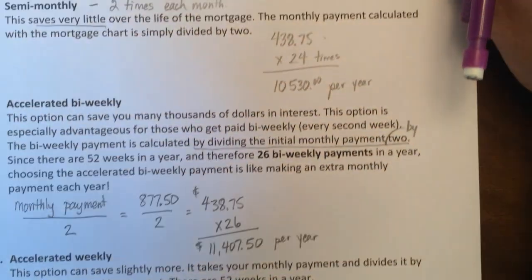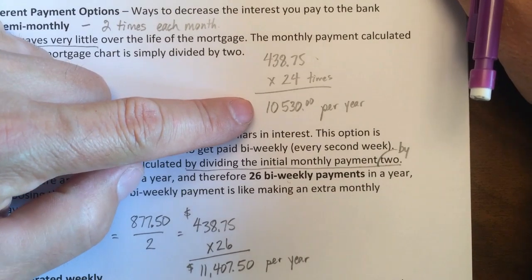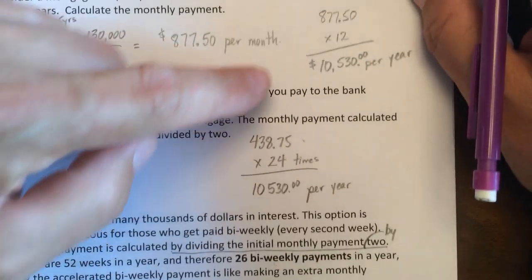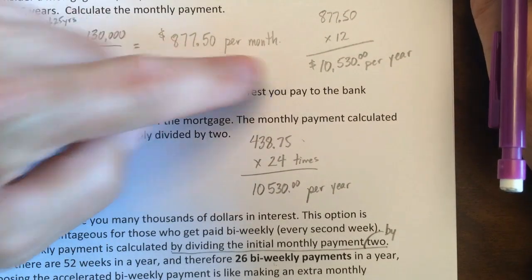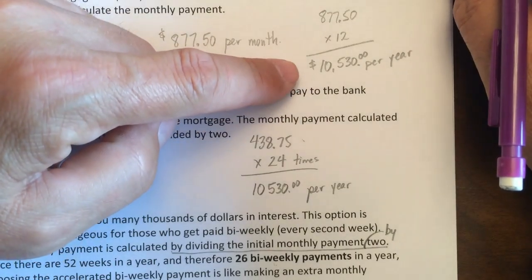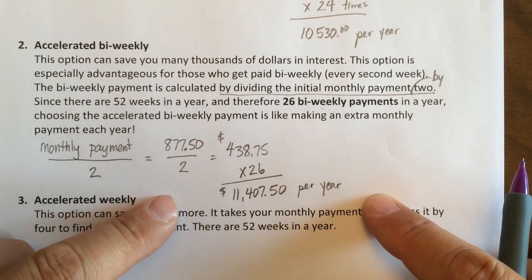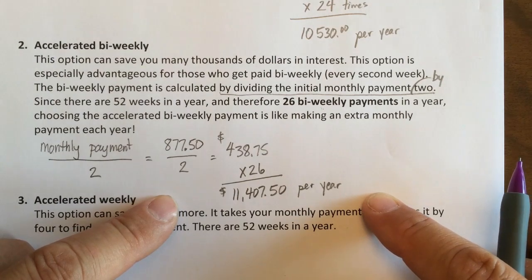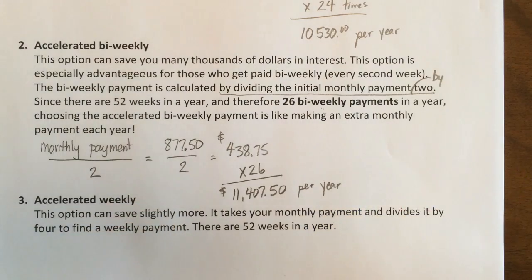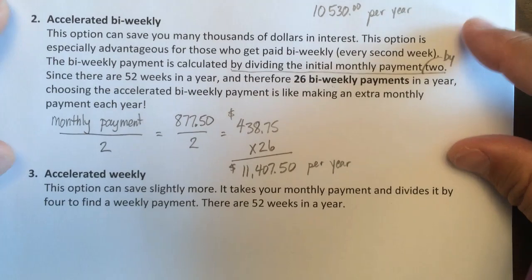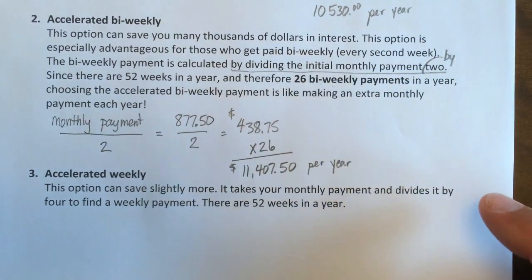Now, compared to semi-monthly, where I was paying $10,530, or just regular $10,530, I'm paying more with accelerated biweekly, which means I'm going to pay my debt off more quickly, which means I will save money in interest. That's an important piece. Now, that's where you're going to make the most significant change.